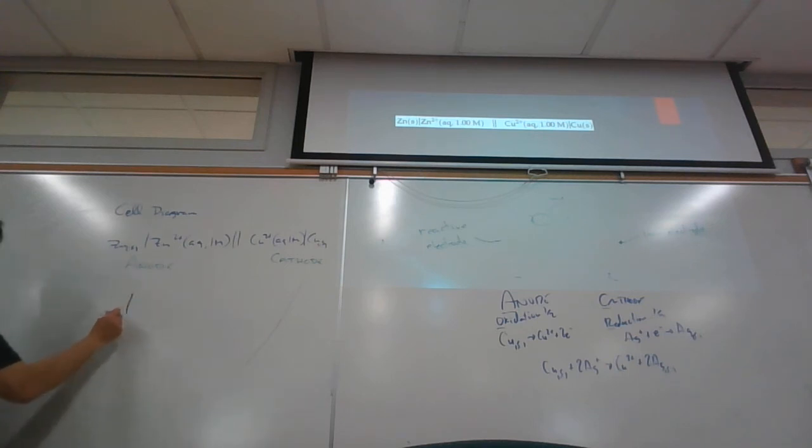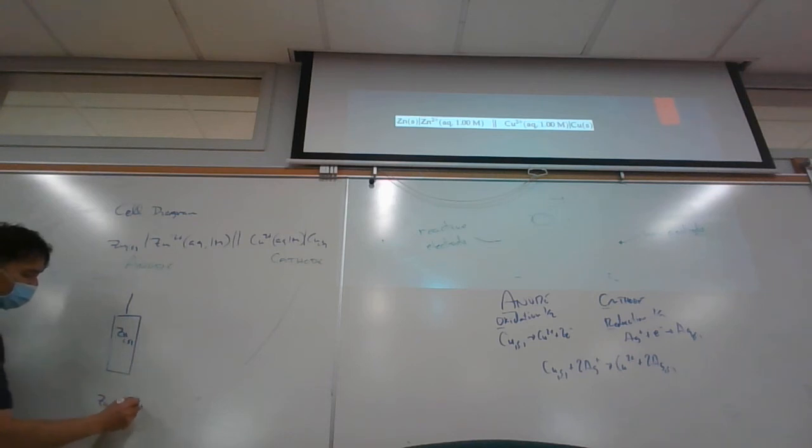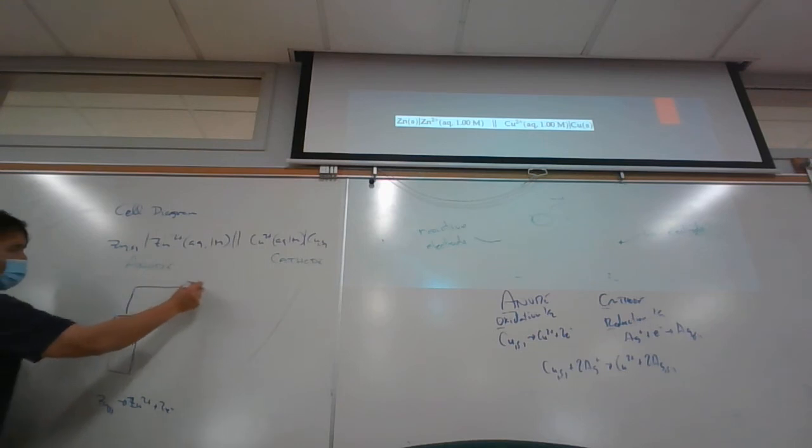So I'll draw a schematic of this cell. In the schematic of this cell, zinc is going to be the anode. And it's a reactive anode because zinc solid actually reacts to form zinc ion plus 2 electrons. And those 2 electrons get fed over to the cathode.